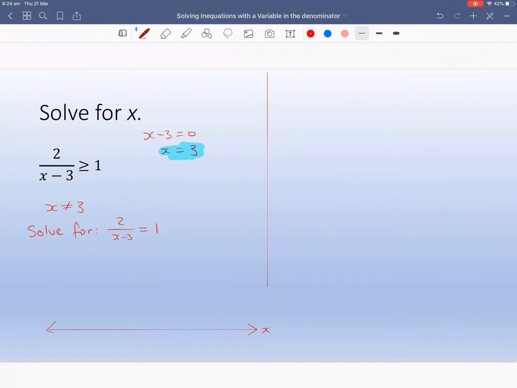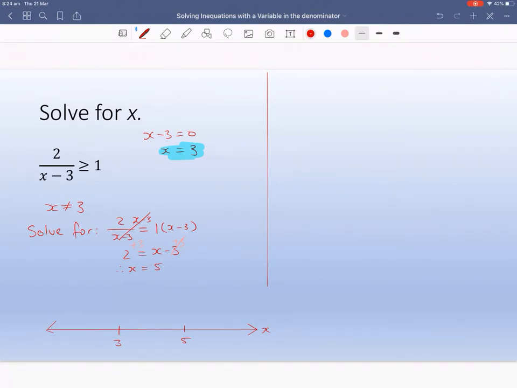I'm going to multiply both sides by x minus 3. So I get 2 equals x minus 3. I've just multiplied x minus 3 to there and x minus 3 to there, which cancels that out, okay? And now I can go therefore x equals 5. And all I've done is plus 3 there, plus 3 there, okay? So now I have my 2 critical values, all right? So I've got a critical value at x equals 3 and x equals 5, all right?